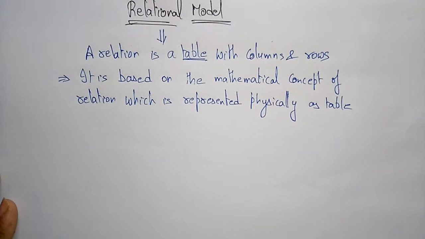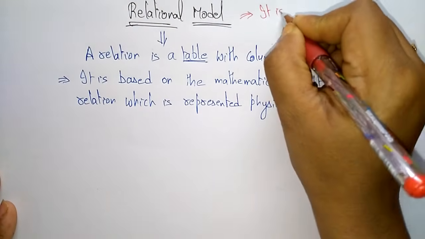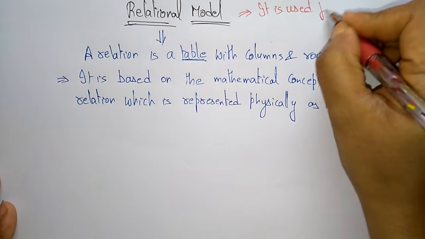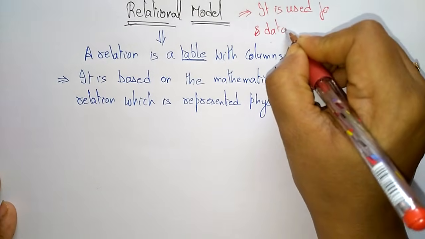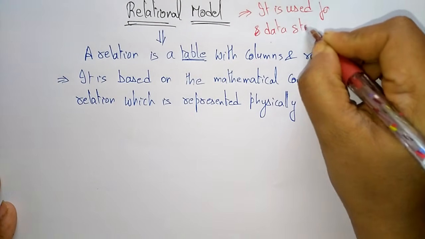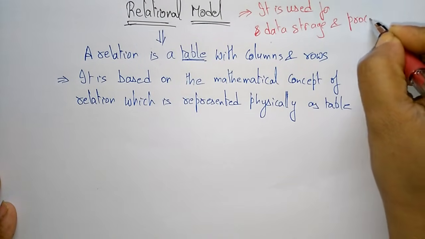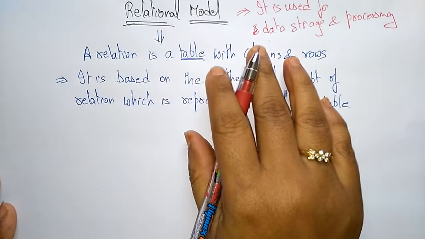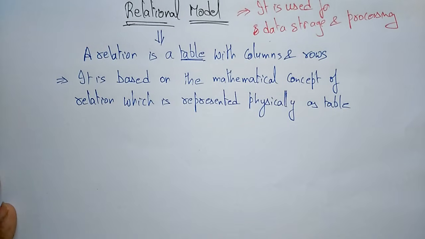Actually the main use of this relational model is for data storage and processing. So the main use of the tables, that is the relational model, is for storing the data as well as the processing. So let us take one table.